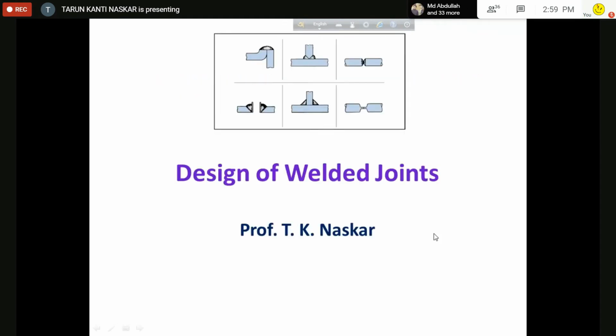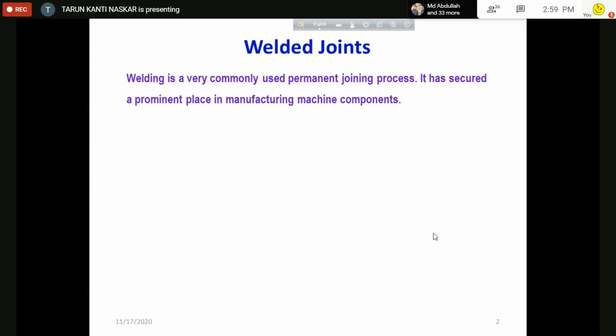So, design of welded joint. Now, welding is a very commonly used permanent joint. This is also a permanent joint, and it has secured a prominent place in manufacturing machine components.